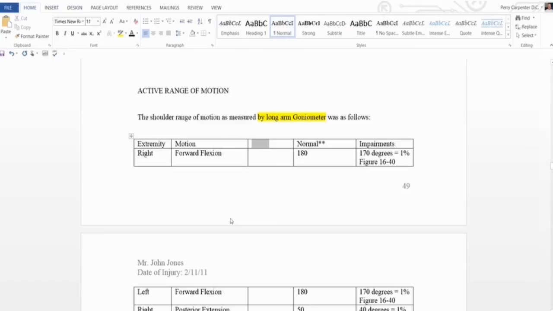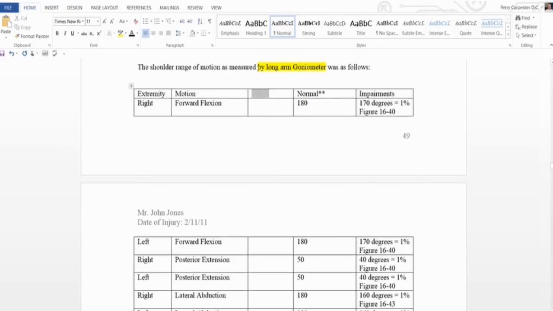We then go into our shoulder range of motion maneuvers, and just a reminder, for shoulder range of motion, we use a long arm goniometer. In fact, pictures and descriptions in the AMA guide specifically depict the use of a long arm goniometer. So notice by providing this statement here, we indicate to the reader of the report that we know what the AMA guides require, and we know how to do it. We do it with a long arm goniometer.